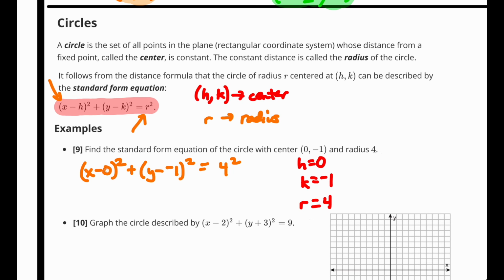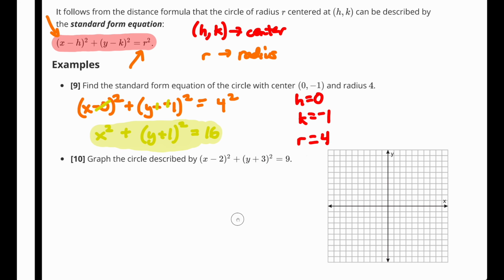So we're going to clean this up a little bit. The x minus 0 is gone, so you can just have x squared plus, that minus negative is just a plus, so it's y plus 1 quantity squared is equal to 16, and that is the final answer. That is completely in standard form and completely simplified. So I'm just going to highlight this really quick, and that's the answer.